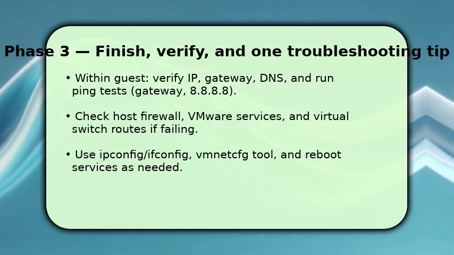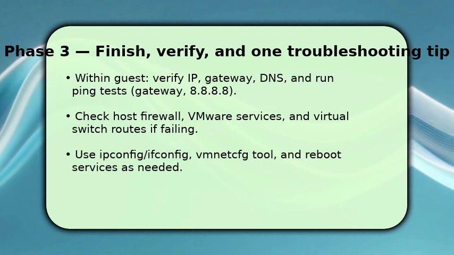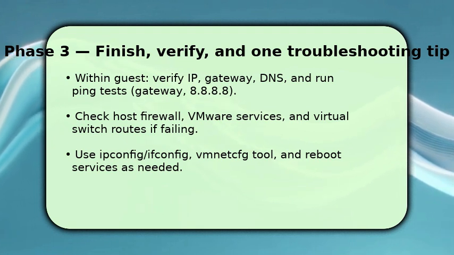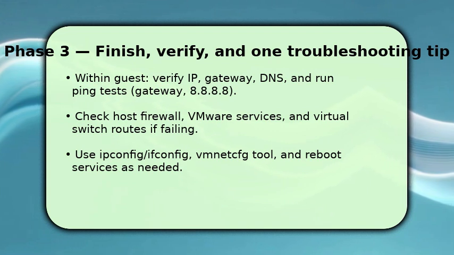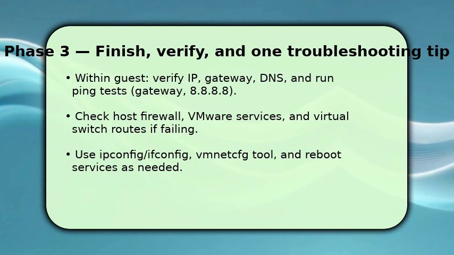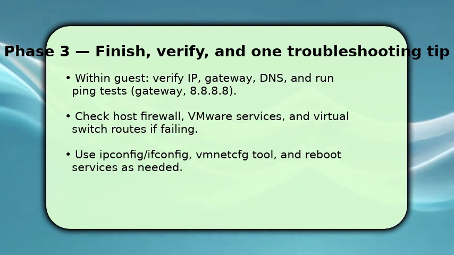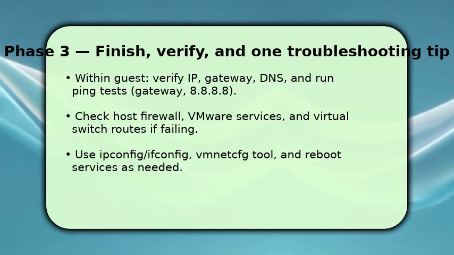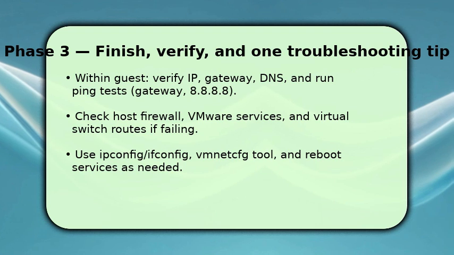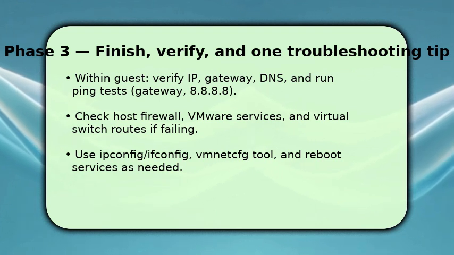If you see no route, make sure VMware services, VMware NAT service, DHCP service, and the host firewall allow virtual networking. Recheck the virtual network editor for overlapping subnets and correct VNet assignments. A key troubleshooting tip: restart VMware services on the host and the VM. Many transient bridging or NAT faults clear after service restarts and a quick host reboot.